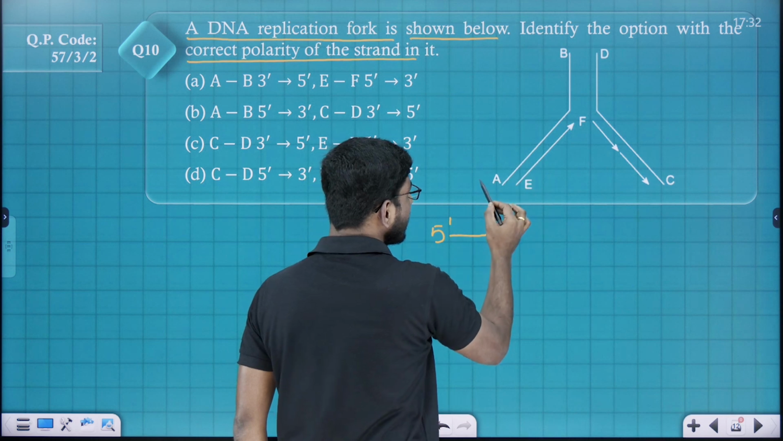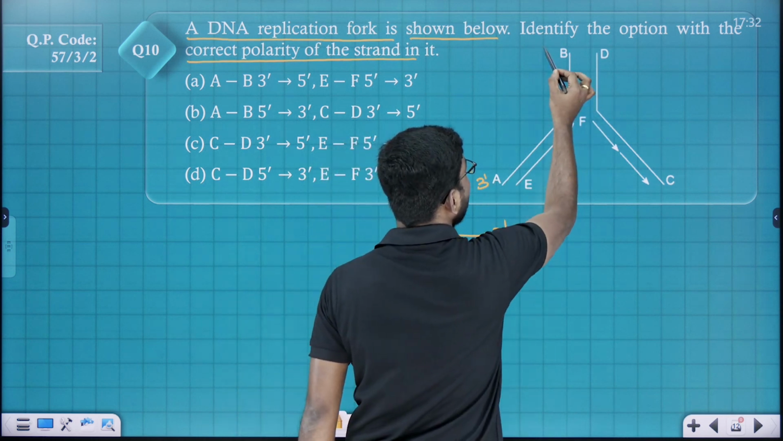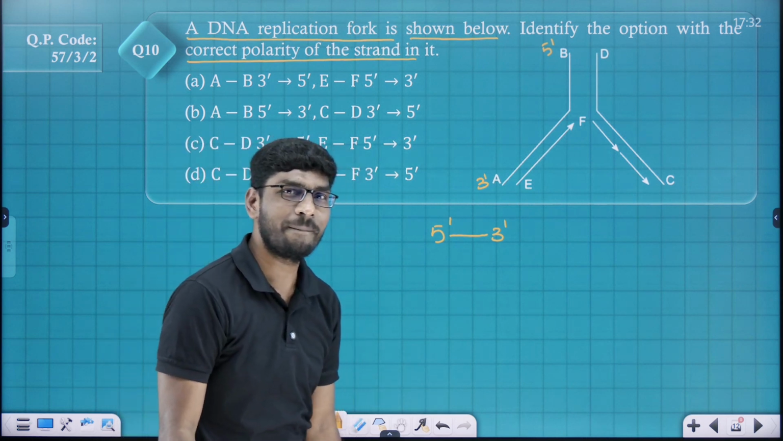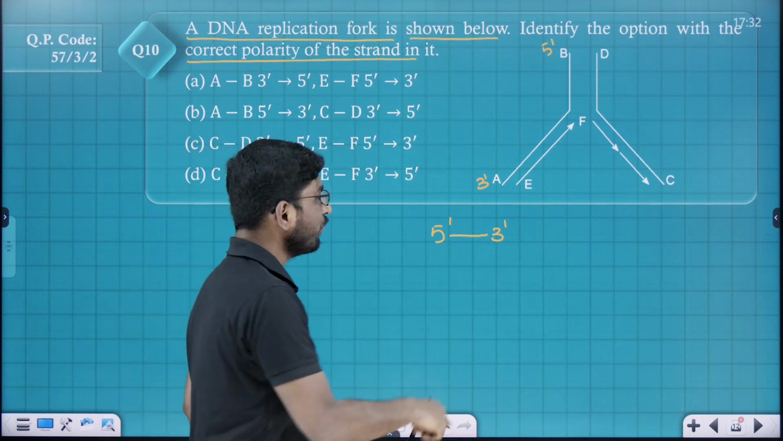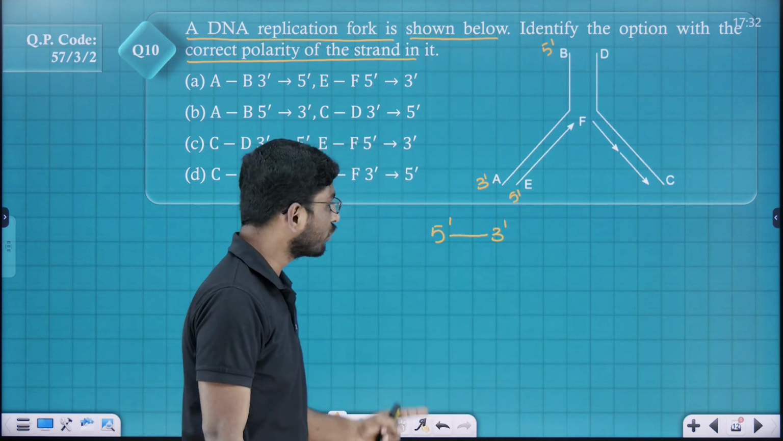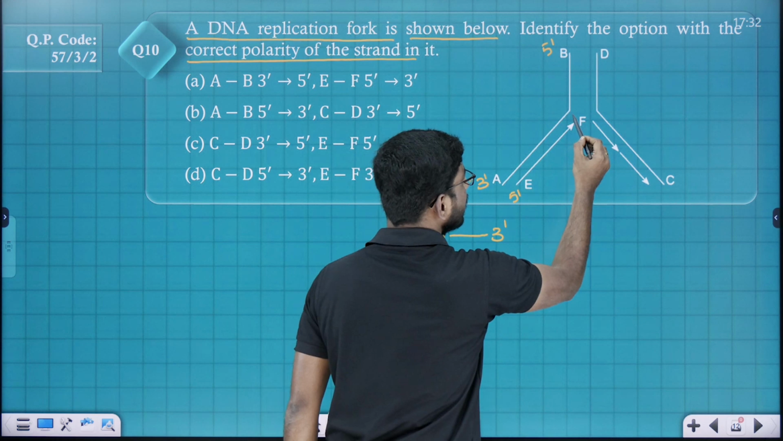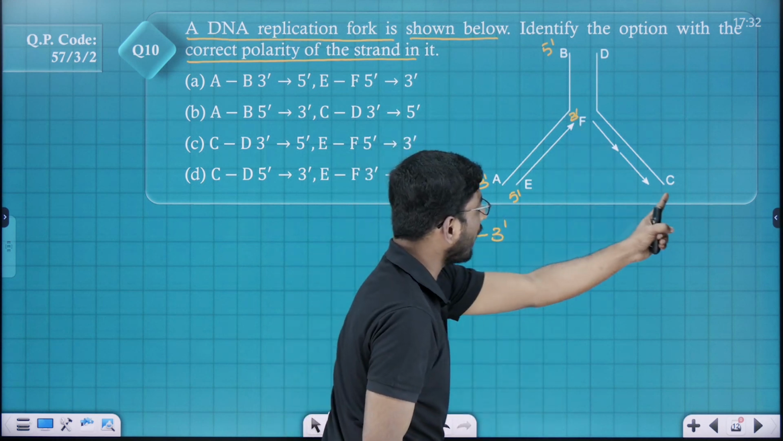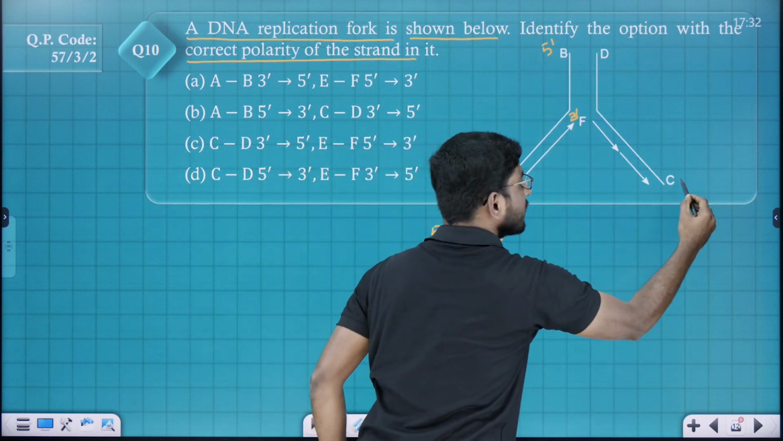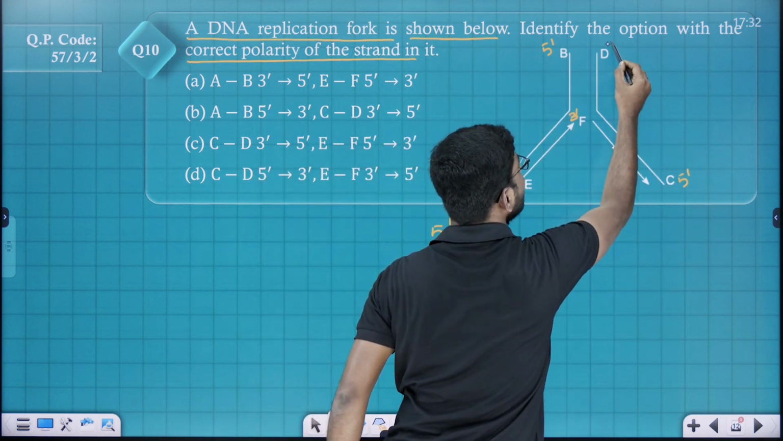I can call this A 3' and B is 5'. Shall I call it the continuous or leading strand? Continuous or leading strand. So E is what? Tell me. It is opposite, what they call anti-parallel. So 5', and F I can write it is a 3', right? So what about the opposite of this one? A, C. Here it is A 3' to 5'. This must be 5' to 3'.